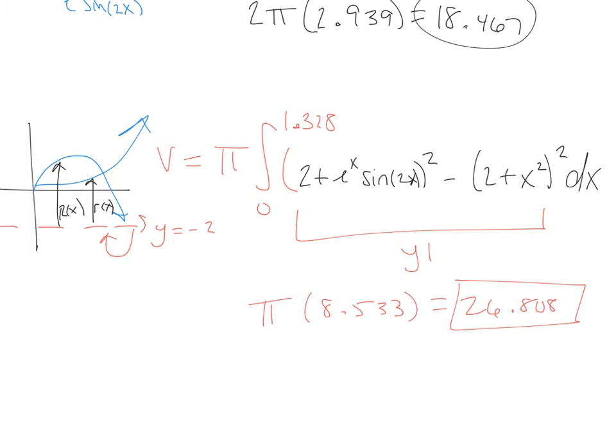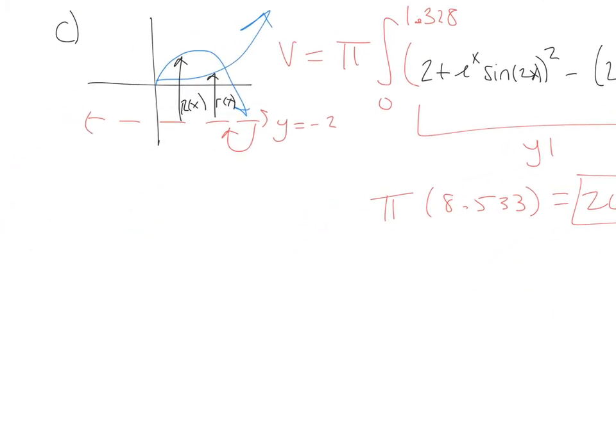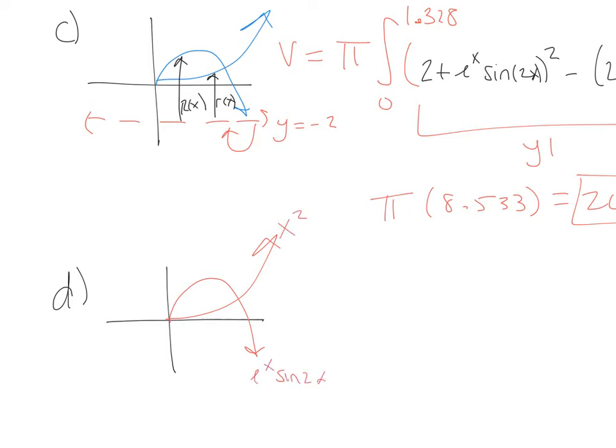Okay, so the next part, part D, I'm going to draw a picture again. Part D wants you to revolve it around the x-axis. So I'm going to draw my picture again. Here's the e to the x sine 2x, and this is the x squared. And I'm revolving around the x-axis.